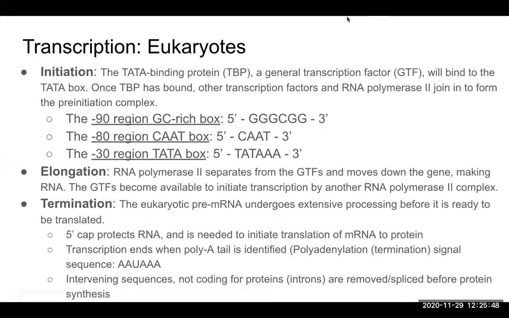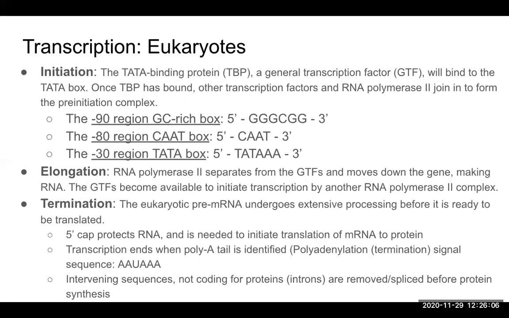So elongation is where RNA polymerase 2 will separate from the general transcription factors, move down the gene, and make RNA. And the transcription factors become available to initiate transcription by another RNA polymerase 2 complex.